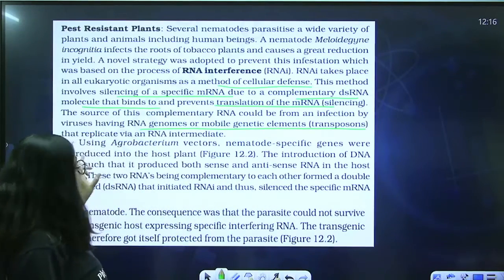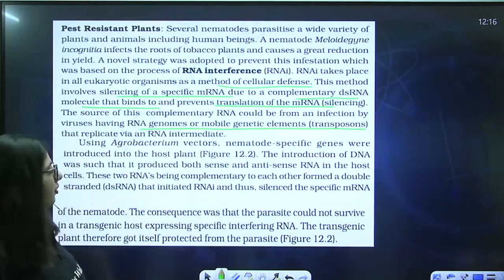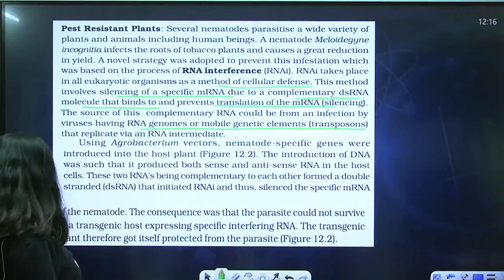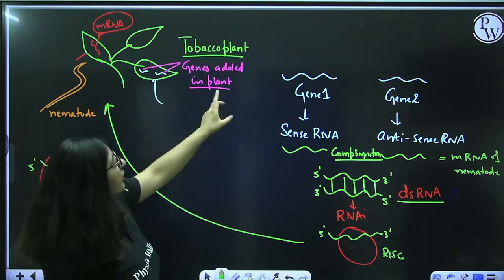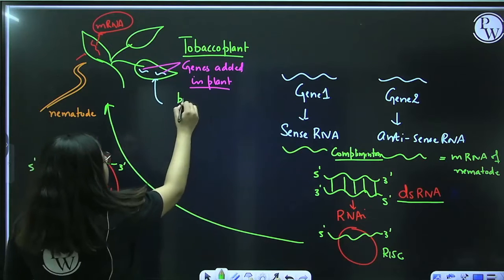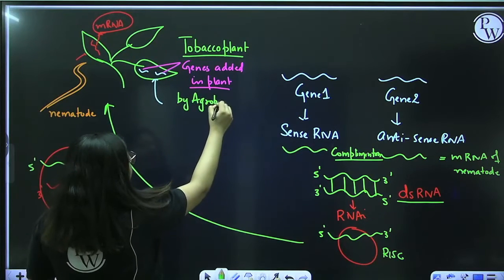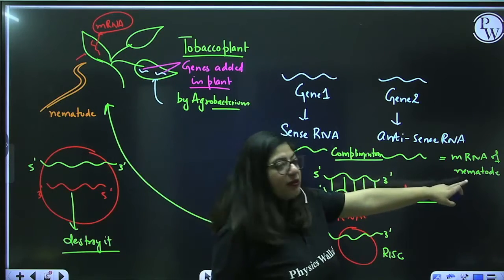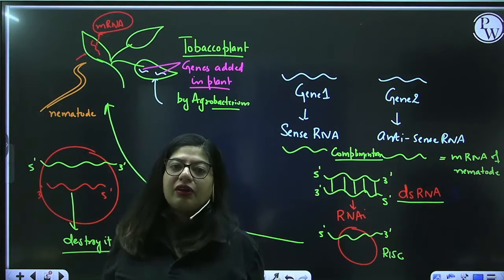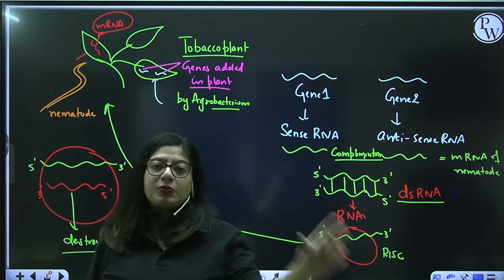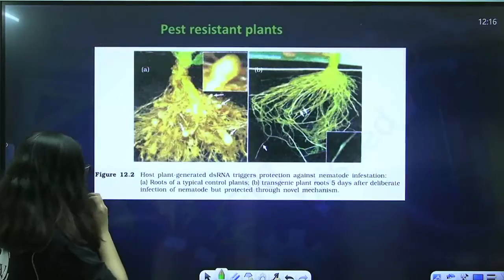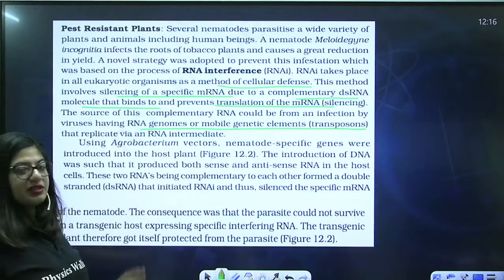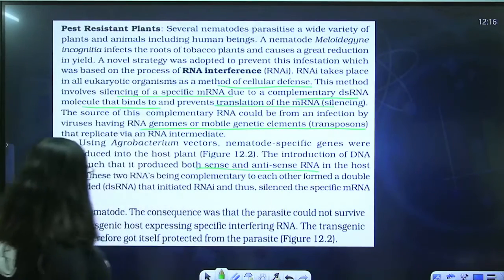Now let's see how we incorporate that into the plant. Using Agrobacterium vector, nematode-specific genes were introduced into the host plant. As I've told you, we have added the genes in the plant. How have we added them? By using Agrobacterium. And as I've told you, these are nematode-specific genes. That means one of the genes will be producing the mRNA that will be equivalent to the mRNA of the nematode. This is what nematode-specific genes means. The introduction of DNA is such that it produces both sense and antisense RNA. So it has produced both strands of RNA in the host.